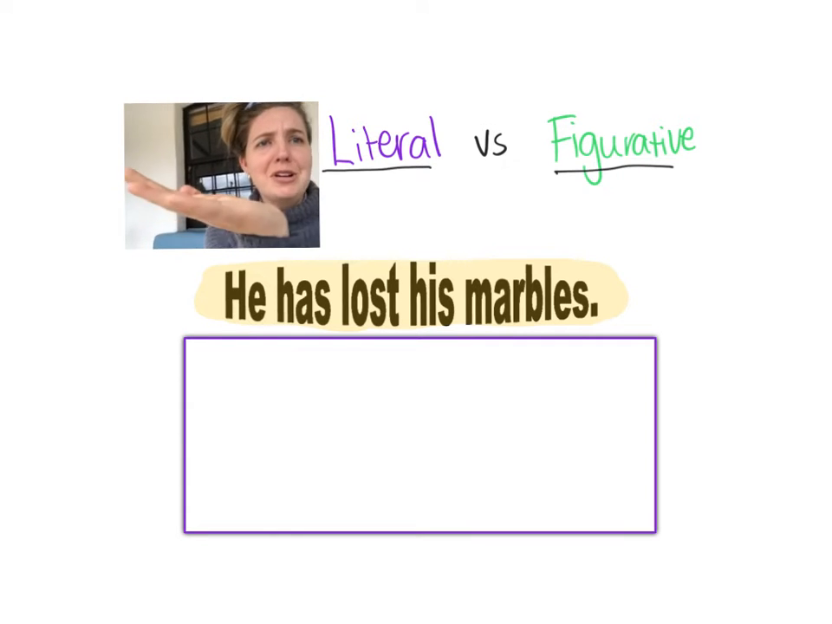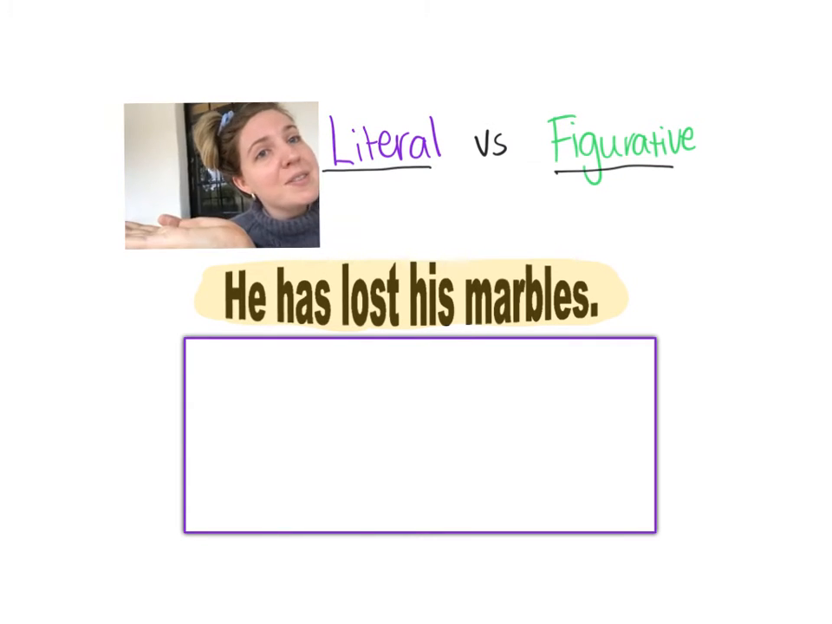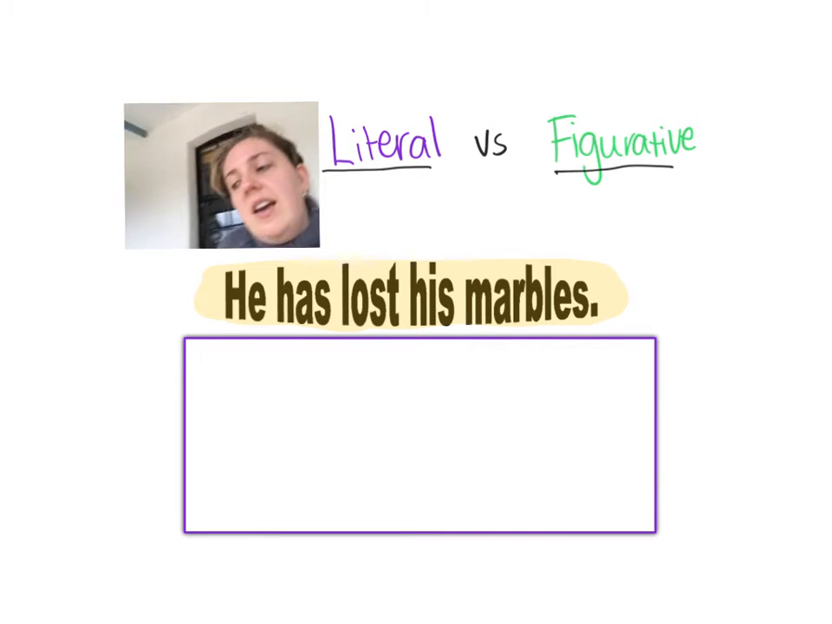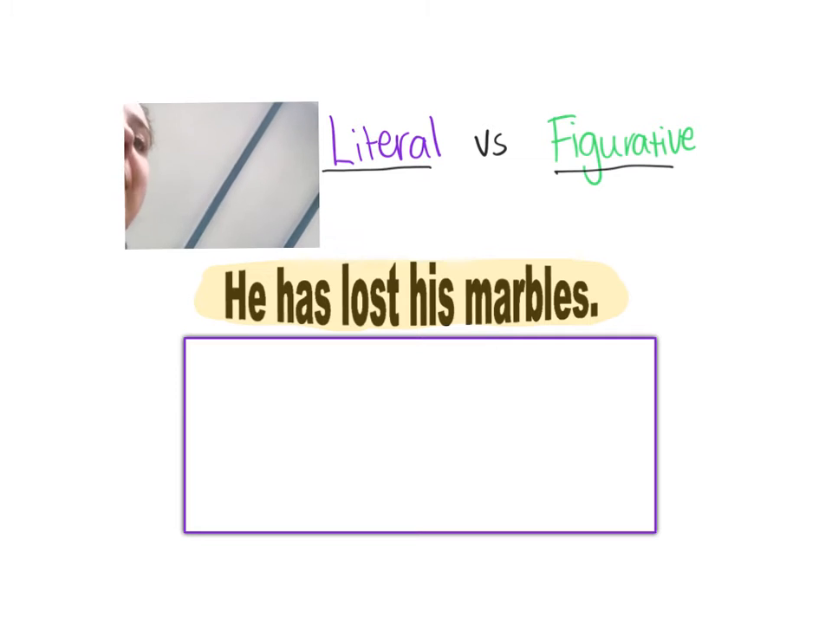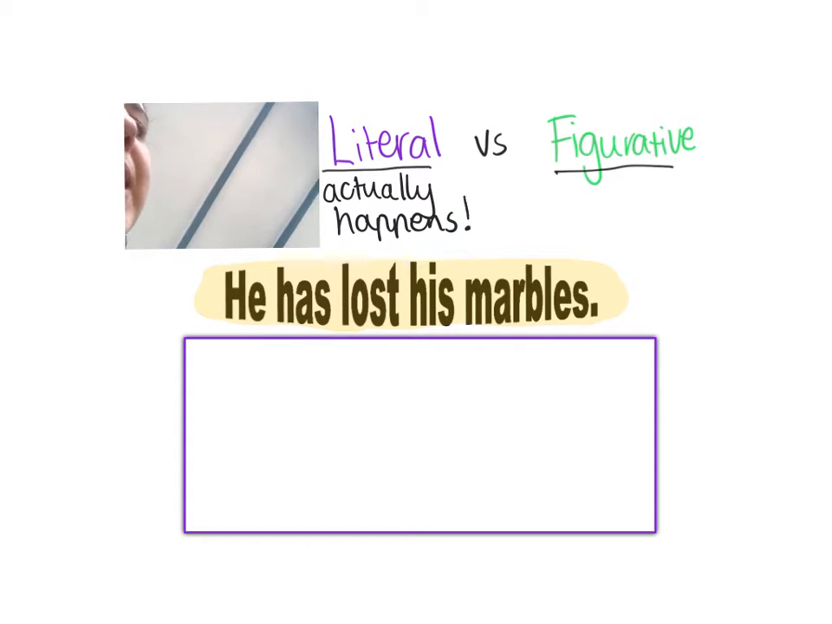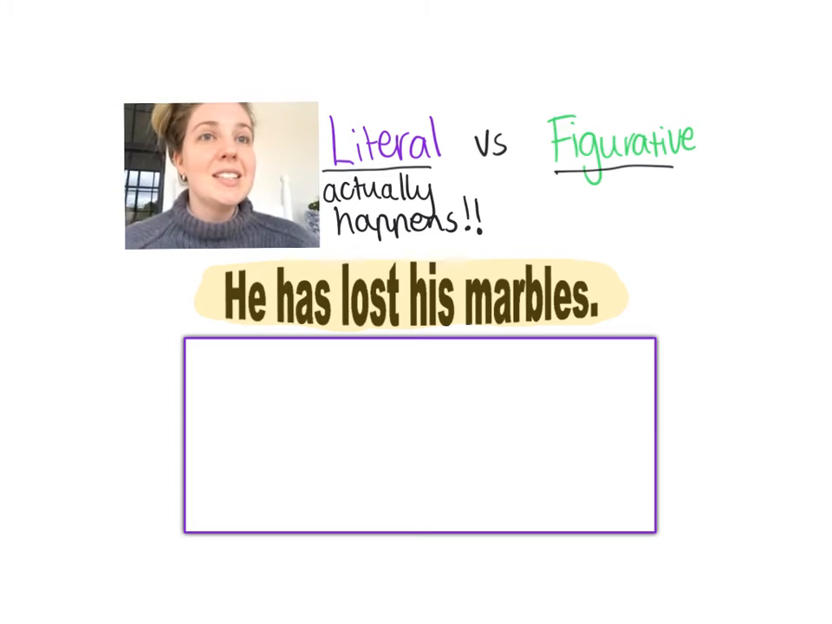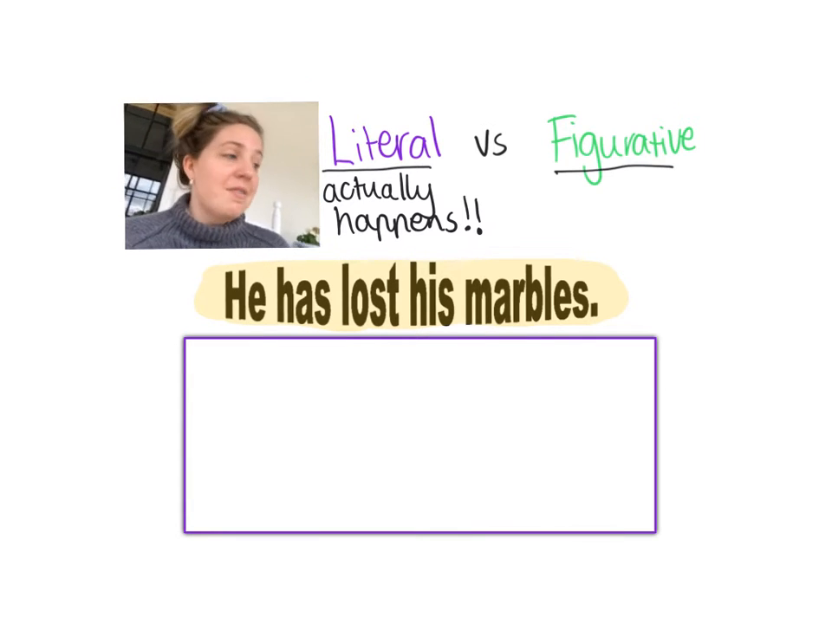So marbles, I haven't got any. I should have some as an example. Have some in your hand and you drop them and they all disappear. That is the literal meaning. So that is when something actually happens, okay? So that's when literal meaning is effective. So he has actually lost his marbles. That means physically disappeared, okay?